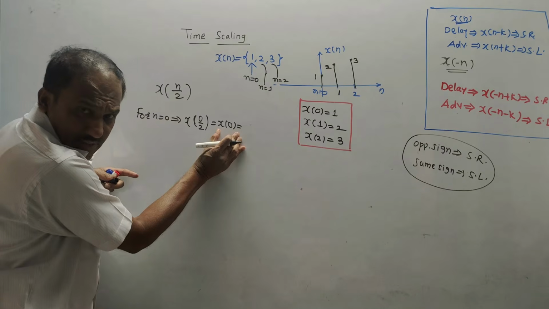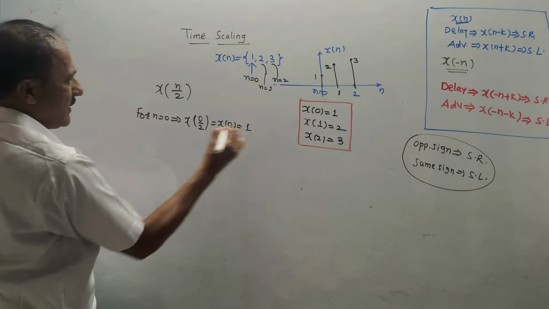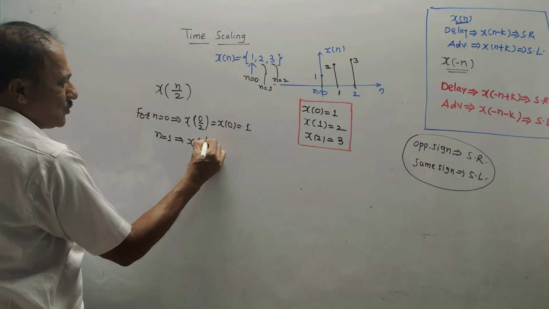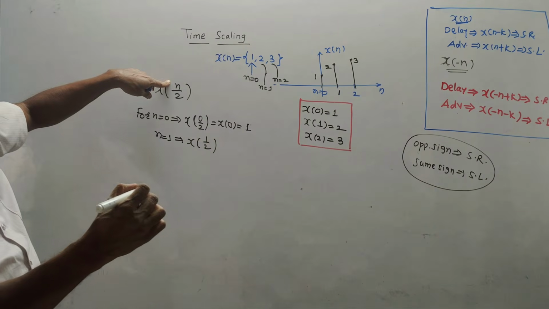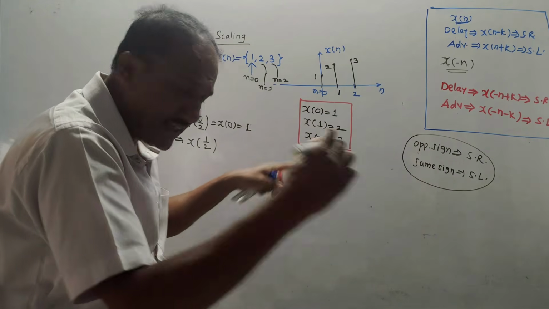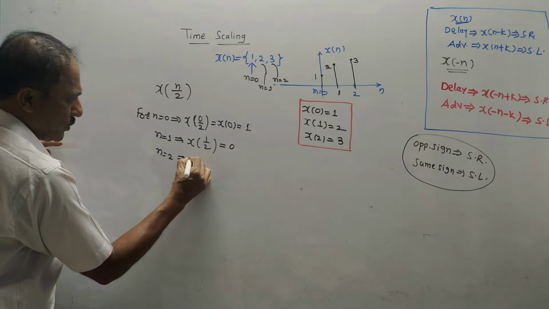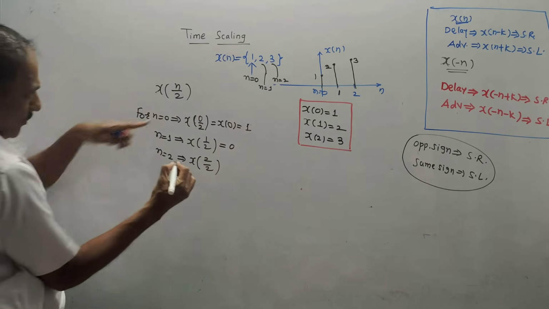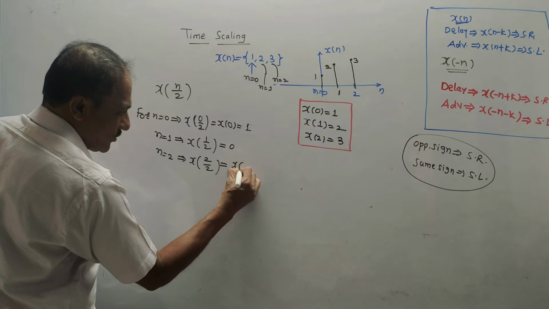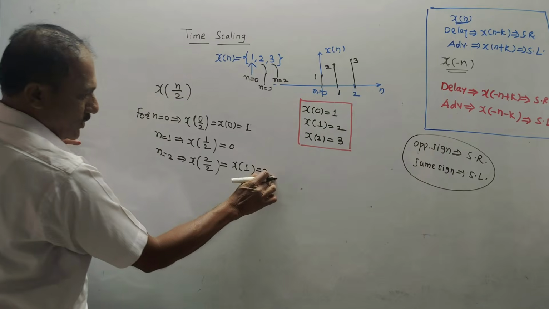See, whenever you are getting this equation, put the values from the given set. So x of 0 equals 1. Go on incrementing the values. Next is n equals 1. This gives me x of 1 by 2. There is no value of x of 1 by 2 in the set. Whenever there is no value, mark it as 0. Next value, n equals 2. You will get x of 2 by 2, which is the same as x of 1. Check the value in the set, it equals 2. So I will mark this value as 2.